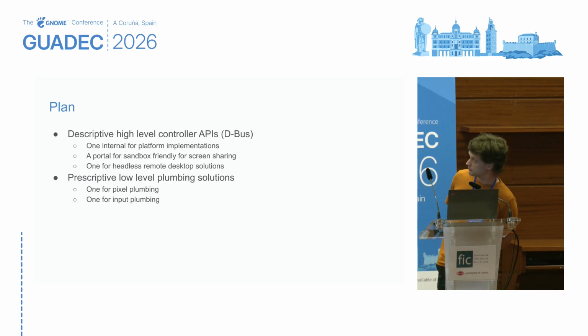And then for the low-level plumbing, be prescriptive. Descriptive here means you describe the situation on a high level, but prescriptive is more low level, where you ask for specific things. You could say that Wayland is usually descriptive when it comes to window management, but prescriptive when it comes to buffer allocation and state handling and things like that. And have one API for pixel plumbing, and then another for input plumbing.